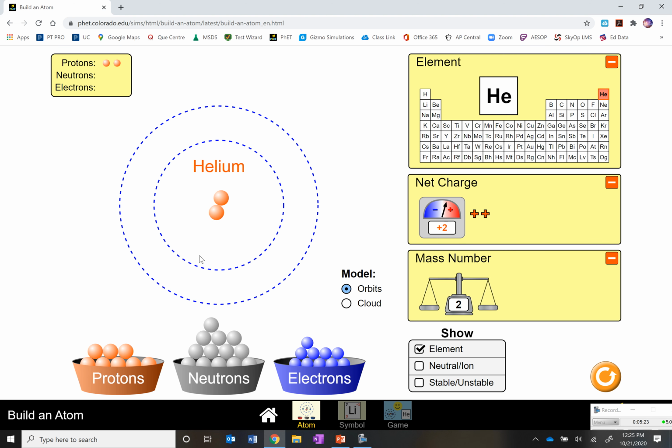Now if we continue to add protons into here, we see the element changing, we see the mass number increasing, and the net charge increasing up to +4 because we have 4 protons in here. And each time we add one, the element is changing itself. Now we can add neutrons as well.